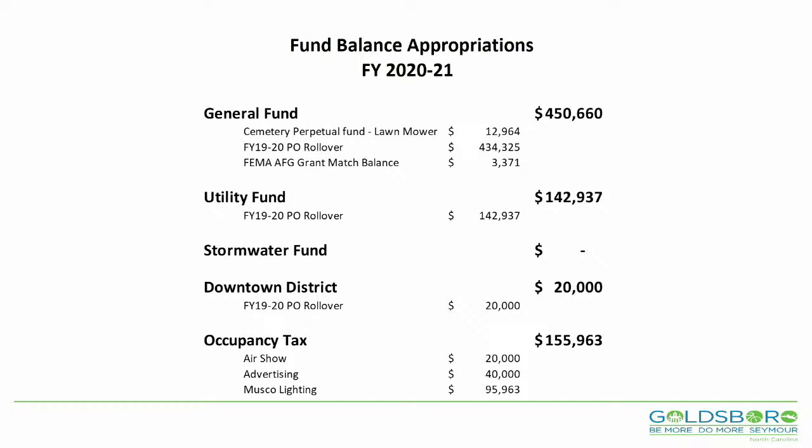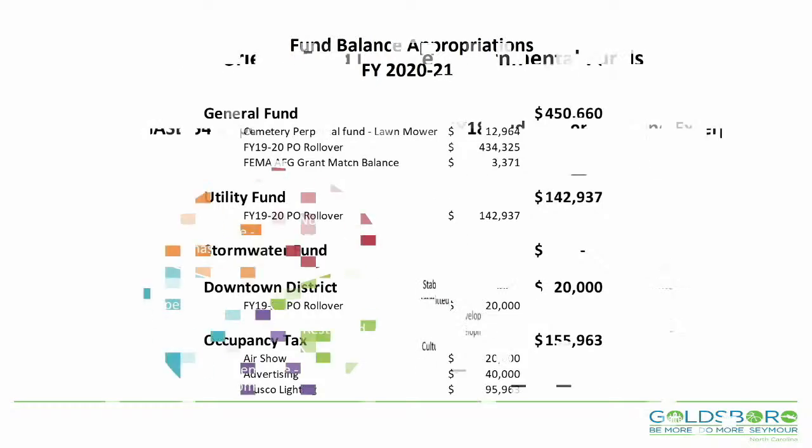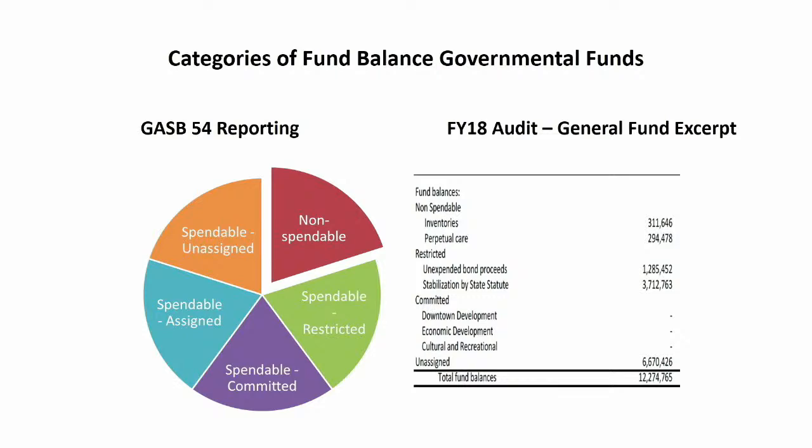20,000 in downtown district. That had to do with a parking lot. And then occupancy tax was about 156,000. Go ahead, next slide. So that's just. Go back.